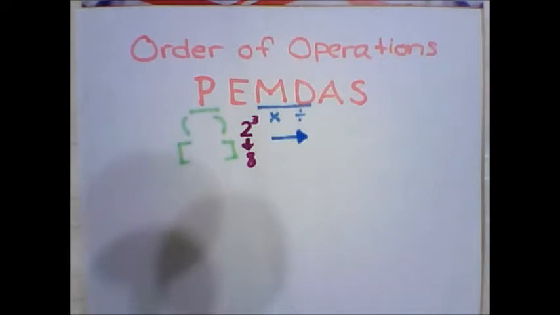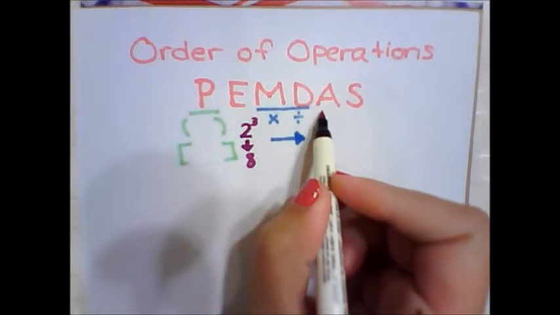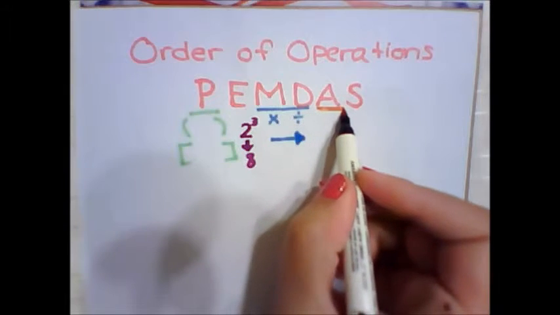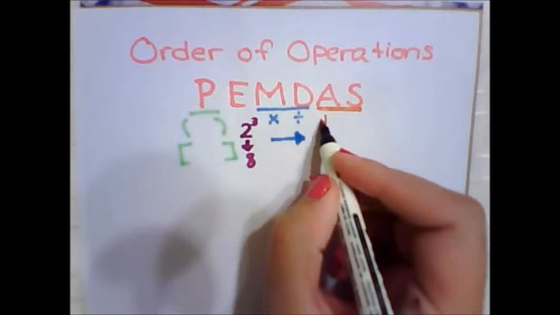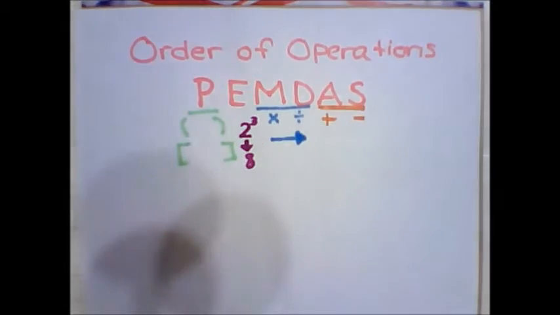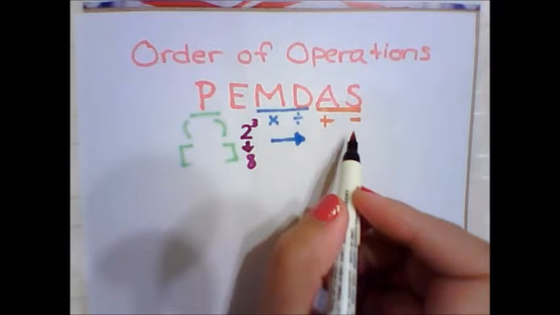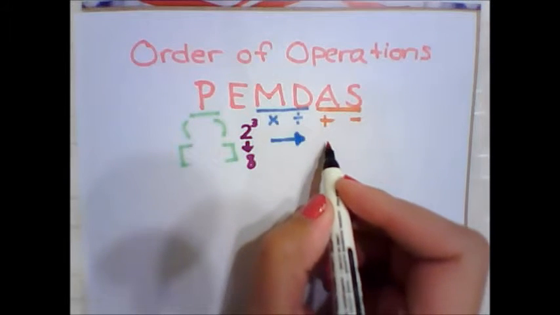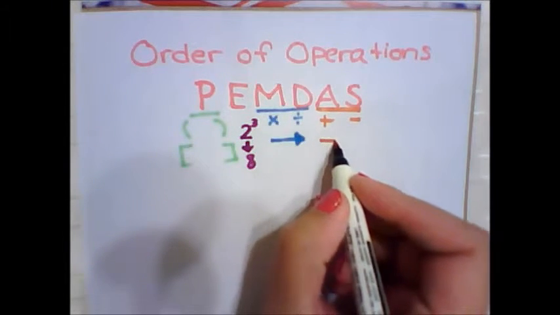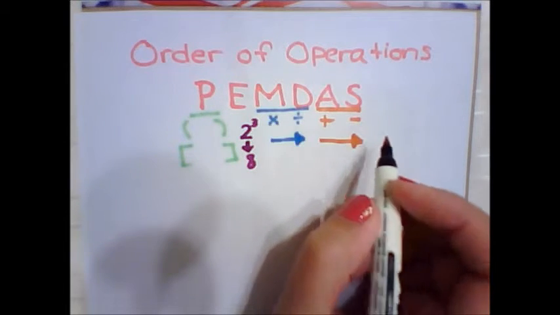So you probably know what the A and the S stand for. I'm going to put this in orange. A and S are grouped together as well. This is addition and subtraction. And again, very, very important, when all that's left is addition and subtraction, you solve the rest of this problem from left to right.